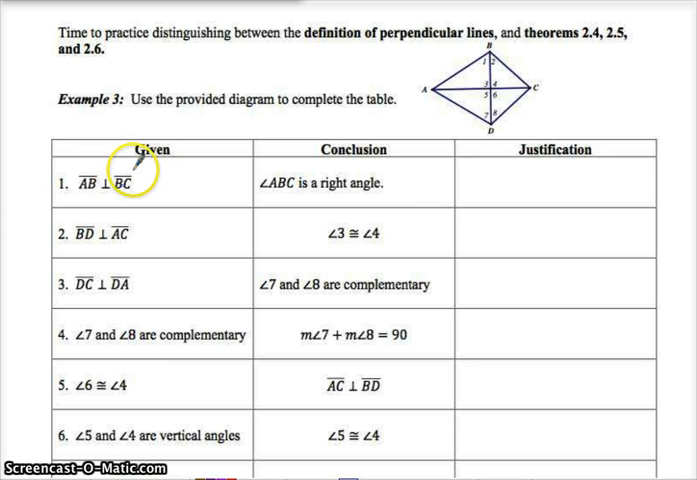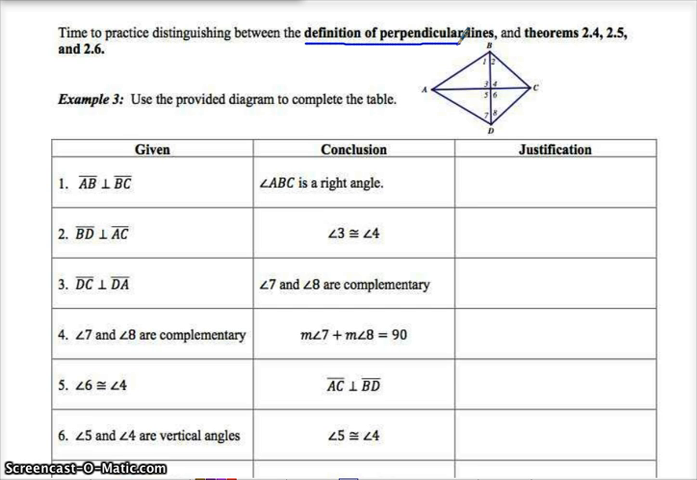I have a given statement. There's a conclusion that's been made. You just have to give the justification. So is the justification the definition of perpendicular lines? Is it theorem 2.4? Is it theorem 2.5? Is it theorem 2.6? Is it angle addition postulate, segment addition postulate, definitions of anything we've learned before, supplementary angles, complementary angles, or is it the vertical angle theorem? So anything we've used. So that's what we're working on right now.